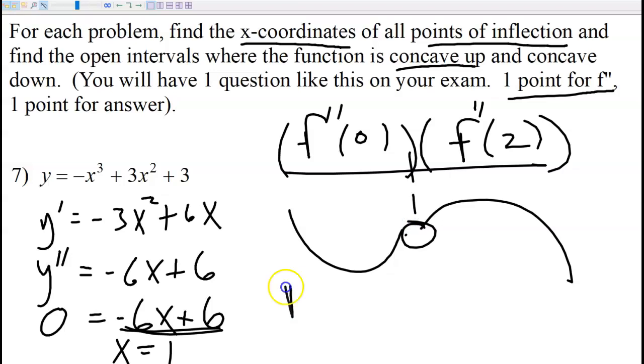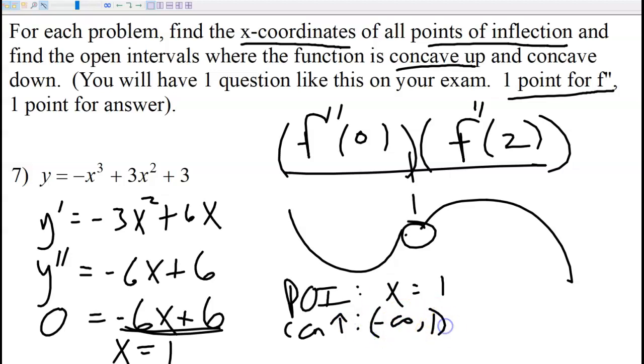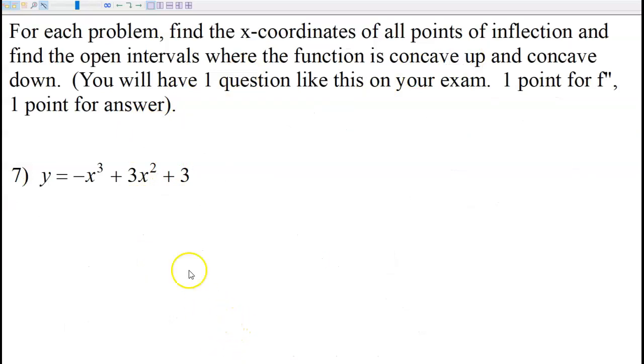So we have the point of inflection is x equals 1. The interval where it's concave up would be from -infinity up to 1, the left side. And the interval where it's concave down would be from 1 to infinity. Okay, and that's that. So those ones will have just polynomials. I won't be throwing any of the other options at you. All right, let's move on.